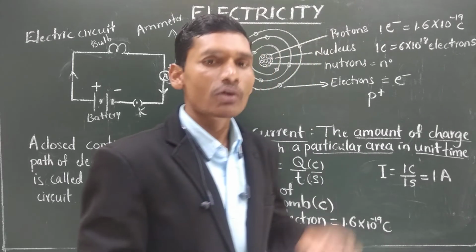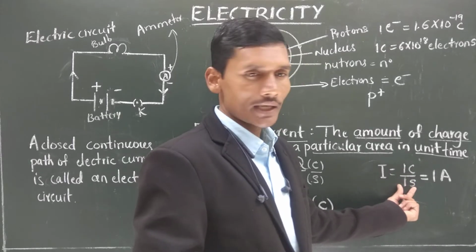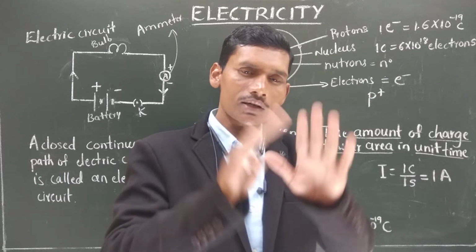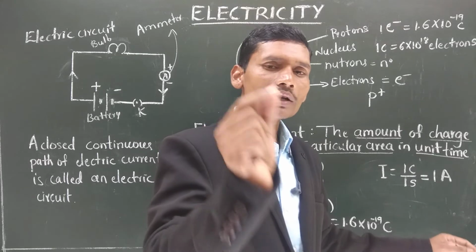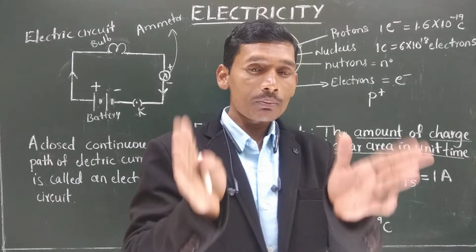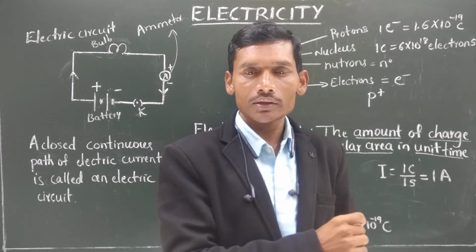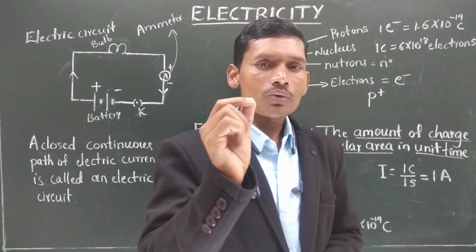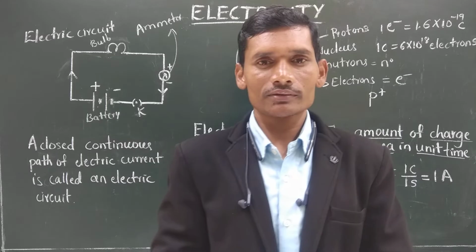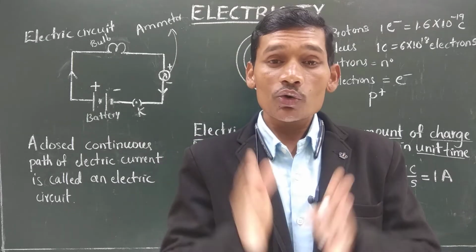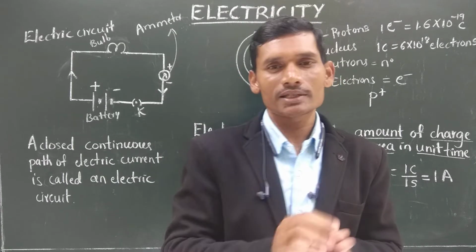For 1 ampere, if 1 coulomb of charge passes in 1 second through a particular area of any conductor, then how much is the electric current? 1 ampere. See, 1 ampere current means in 1 second, 1 coulomb of charge has to pass through that particular area. That is called 1 ampere. And you have to be very clear here. Don't get confused about coulomb and ampere. Coulomb is just the SI unit of charge, to measure the charge of electrons.